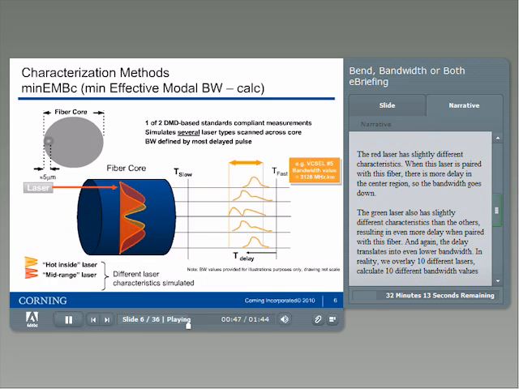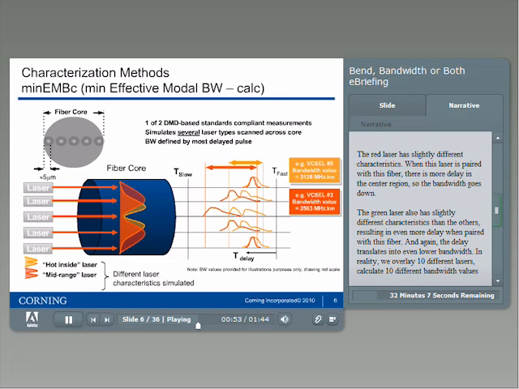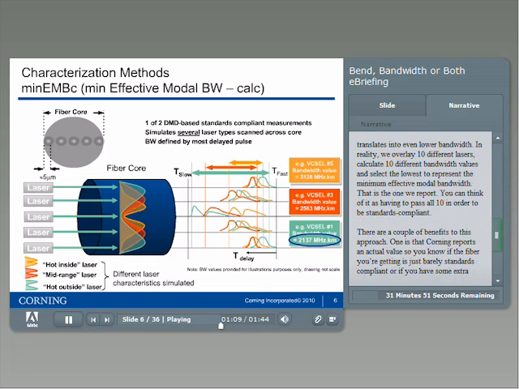The red laser has slightly different characteristics. When this laser is paired with this fiber, there is more delay in the center region, so the bandwidth goes down. The green laser also has slightly different characteristics than the others, resulting in even more delay when paired with this fiber. And again, the delay translates into even lower bandwidth. In reality, we overlay 10 different lasers, calculate 10 different bandwidth values, and select the lowest to represent the minimum effective modal bandwidth. That is the one we report. You can think of it as having to pass all 10 in order to be standards compliant.